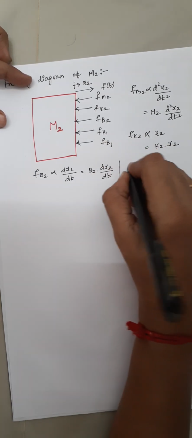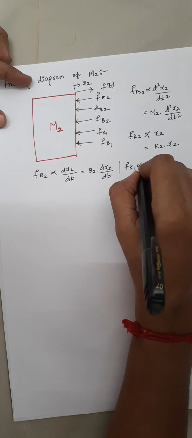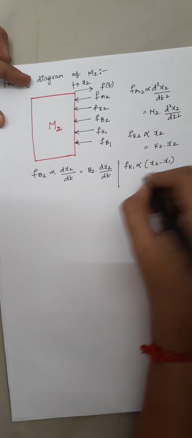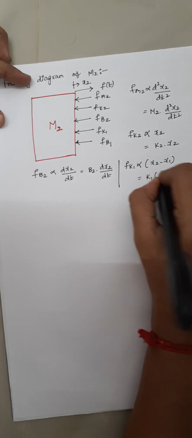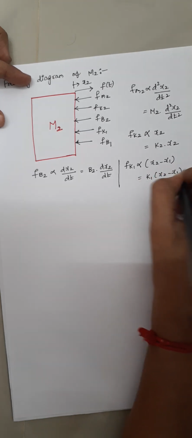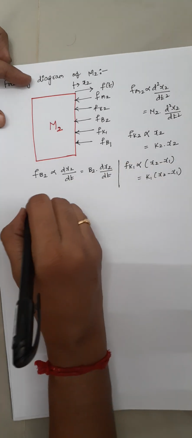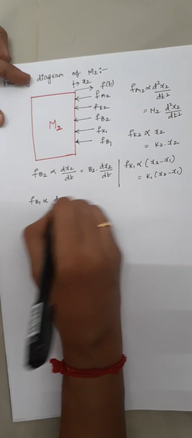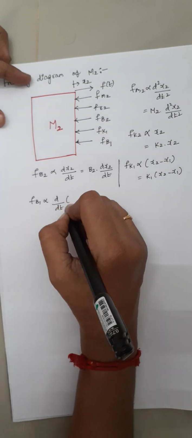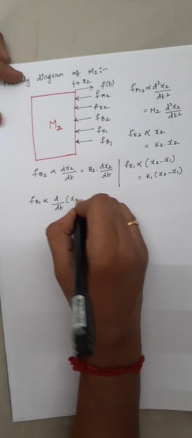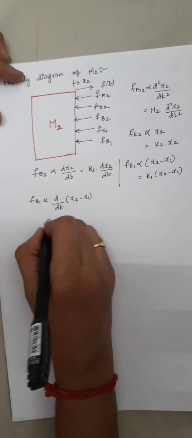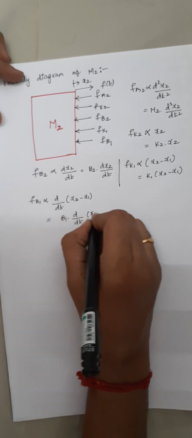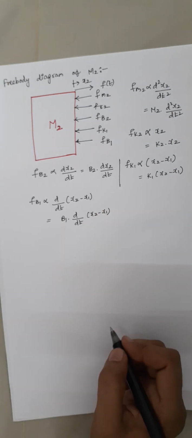And the next one is Fk1, and this k1 is connected between m2 and m1. So here we are going to write it as x2 minus x1, which is equal to k1 into x2 minus x1. And the last one is Fb1. Again this Fb1 is between m2 and m1. So here I am going to write d by dt of again x2 minus x1, which is equal to b1 into d by dt of x2 minus x1, right?